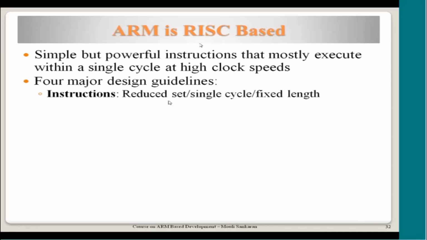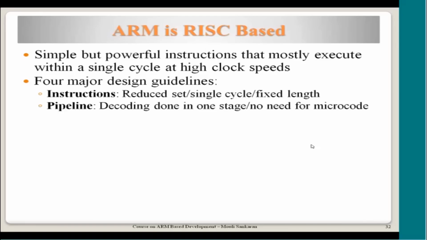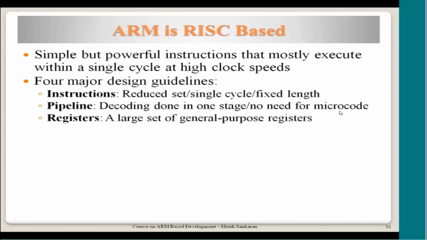It's a reduced set, as I mentioned about RISC, and most of the instructions complete in single cycles, and they are all fixed length. And in the pipeline, the decoding is done in one stage. As I said, RISC decoding is simpler, so it can be done in a single cycle. Microcode is another thing which takes more cycles to understand complex instructions, but because this is a RISC-based system, there is no need for microcode, which is a small program written to understand a particular instruction and execute it inside the processor.